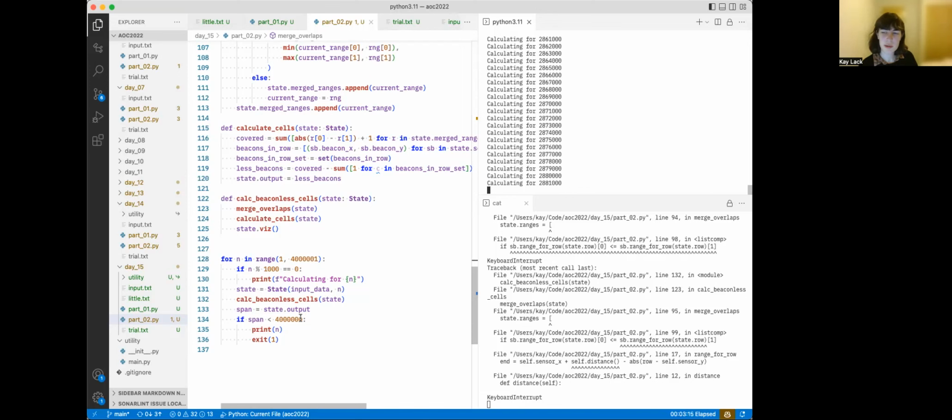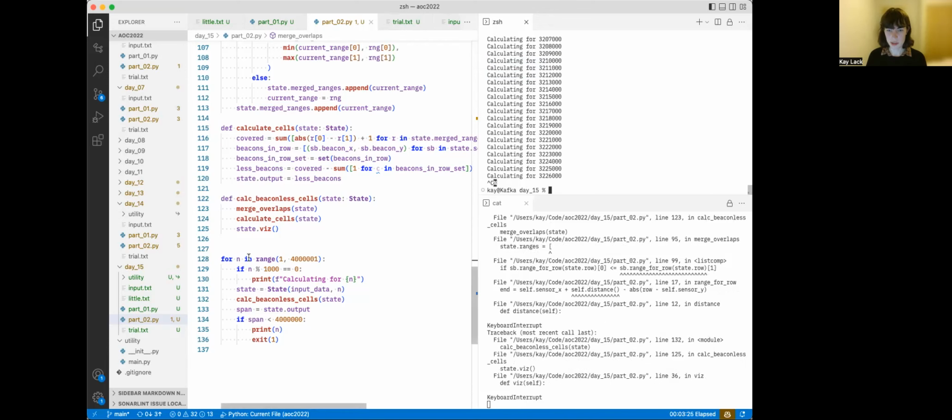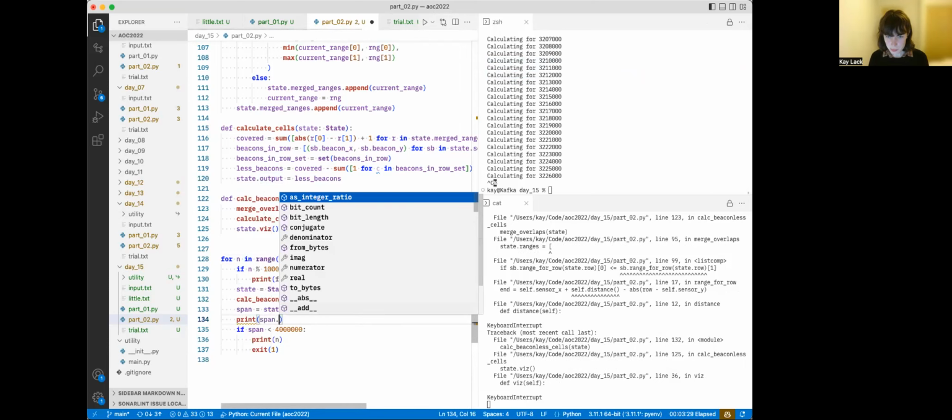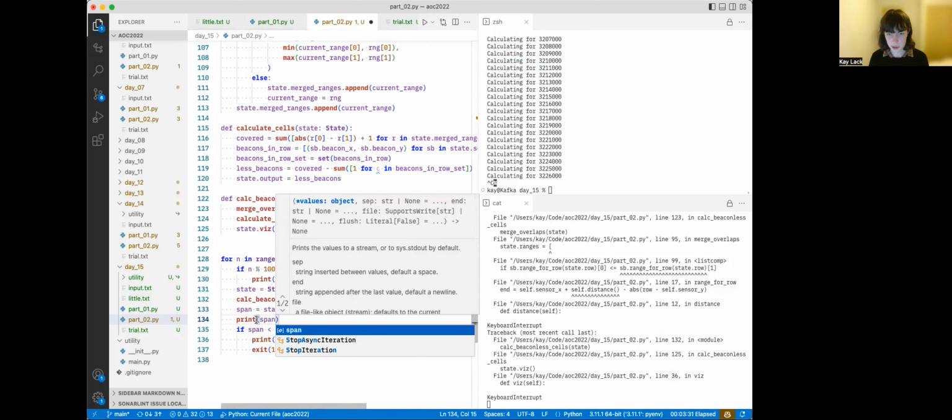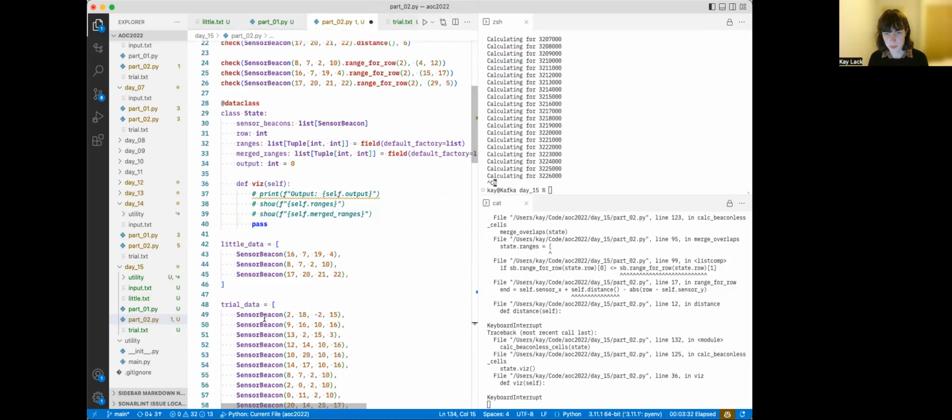No way, actually, I'm thinking about this all wrong. Span could be less, so that's probably not actually going to work. Okay, let me see if I can just print out each one, see if that gets us anywhere.